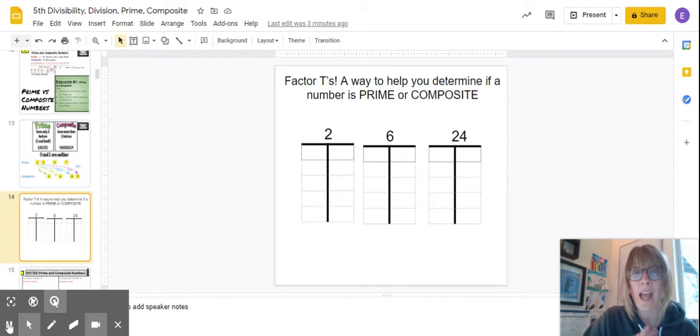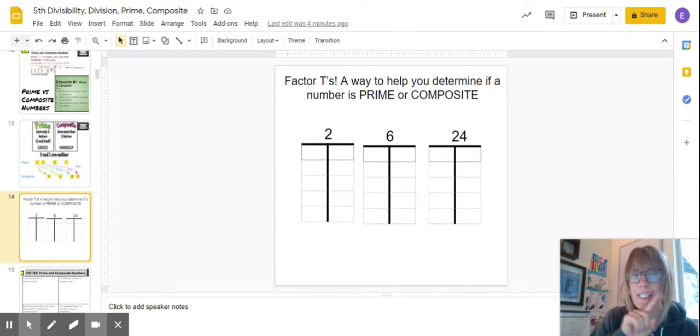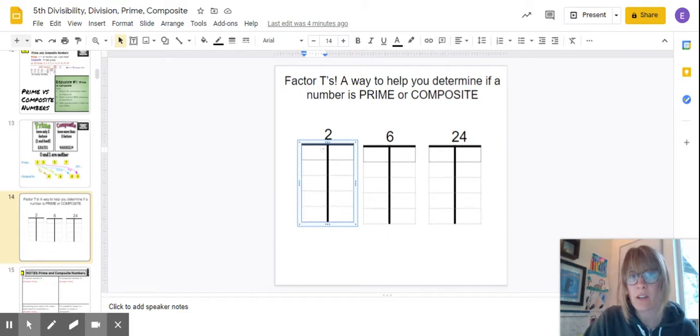So one tool that I like to use when I'm trying to discover if a number is prime or composite is to use a factor T to help me break the numbers down. So at the top here, I put my target number. This first T is called a factor T because it looks like the letter T. And we're going to be thinking about the number 2 as our target. Every number is always divisible by 1 and itself, so we can always start by putting a 1 here in this first box.